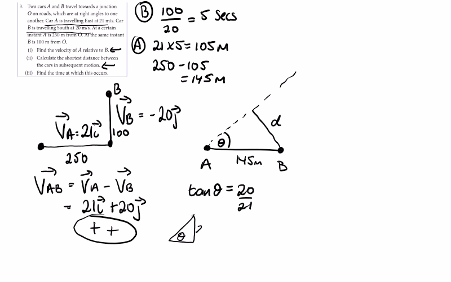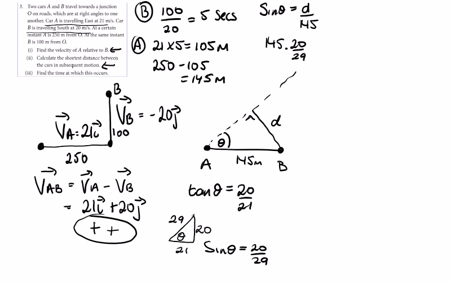So theta, O over A. So the square root of 21 squared plus 20 squared is 29. So the sine of theta is equal to 20 over 29. So the shortest distance is going to be, we see here, well, sine of theta, let's do it the long way. Sine of theta, my right angle is here, is equal to opposite over hypotenuse. So 145 by the sine of theta, which is 20 over 29, and 29 divides into 145 5 times by 20. Shortest distance is 100 meters.